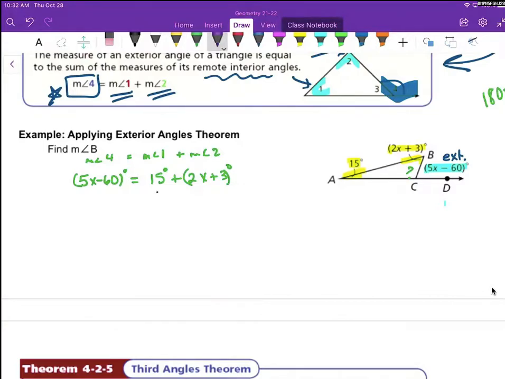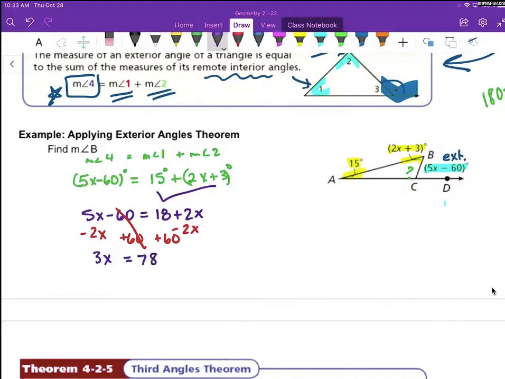So let's combine some like terms. The 15 and the 3 can combine to give me 18. And then I can subtract the 2x to get all the x's to one side. At the same time, I'm also going to add this 60 over. So I end up with 3x equals 78. So then x equals 78 divided by 3, which is 26.